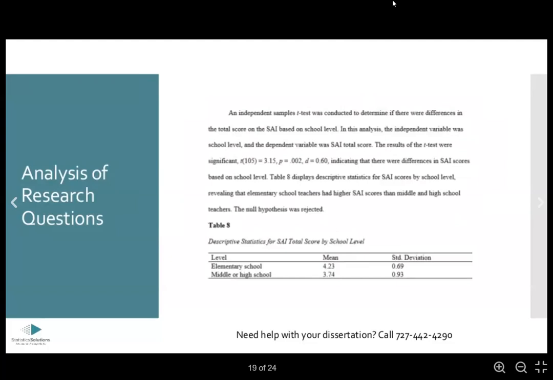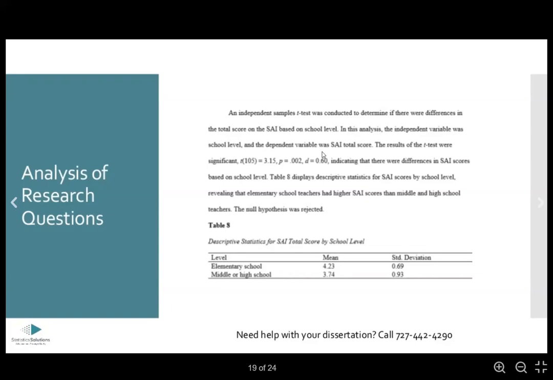Here is another example. In this case, we were looking at an independent samples t-test, and we again want to know if there is a difference in these scores, but this time based on school level. So again, we are identifying our independent and dependent variables. The independent variable in this case would be school level. So we pretty much just swapped out gender. And then the dependent variable is the score.